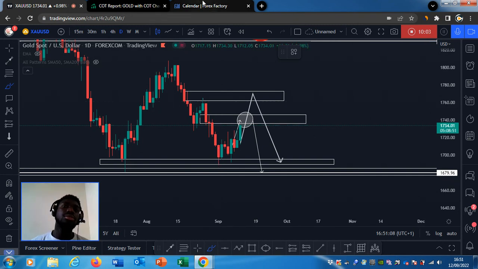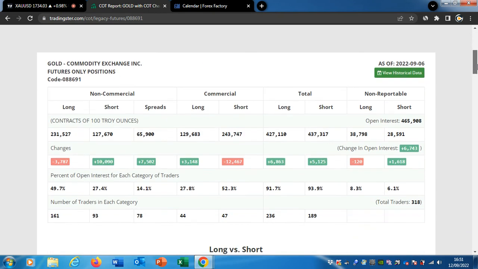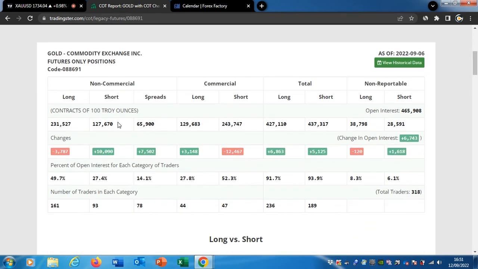Now let's see what the order flow for the COT report shows. Now we see that longs have been closed again. These are all the things traders are doing. So longs have been closed. That's 3,000 longs closed, and 10,000 shorts opened. This is very, very important.